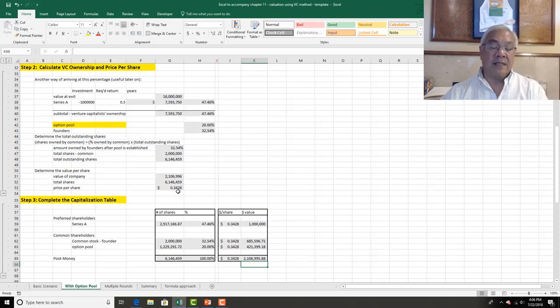Okay, so we have the same valuation, but now since we're adding both venture capitalists and the option pool, our ownership percent has dropped to 32%, and the value of our shares is now at 685. We're watching our net worth disappear as we go.